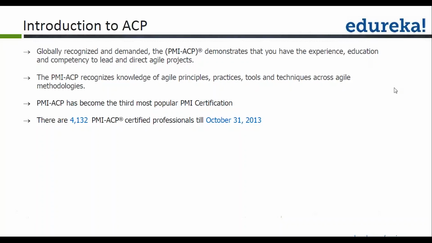Now, one important aspect I would like to tell you here is that this certificate, unlike other certifications, is not just restricted to one agile methodology. It encompasses multiple agile methodologies like Scrum, XP or extreme programming, Lean, Kanban. So it covers an entire gamut of agile methodologies. Other certificates restrict themselves to one single methodology. But the advantage of this certificate is that it covers a whole range of agile practices and principles.